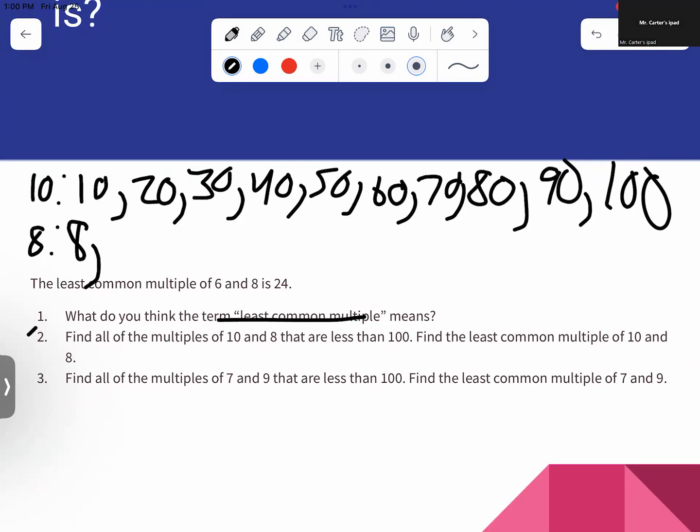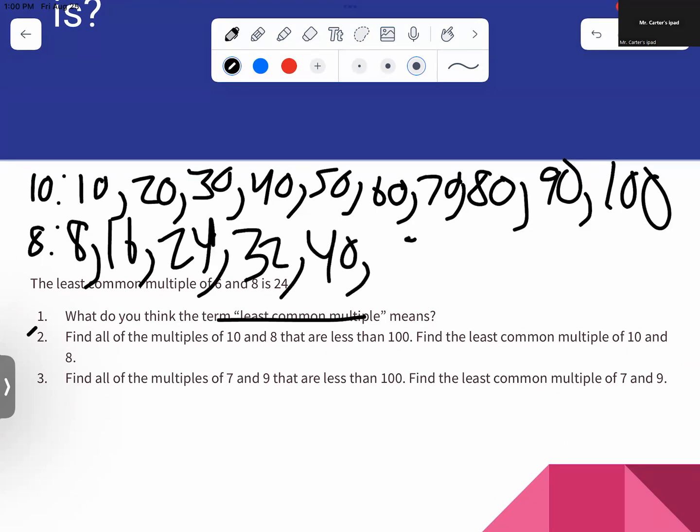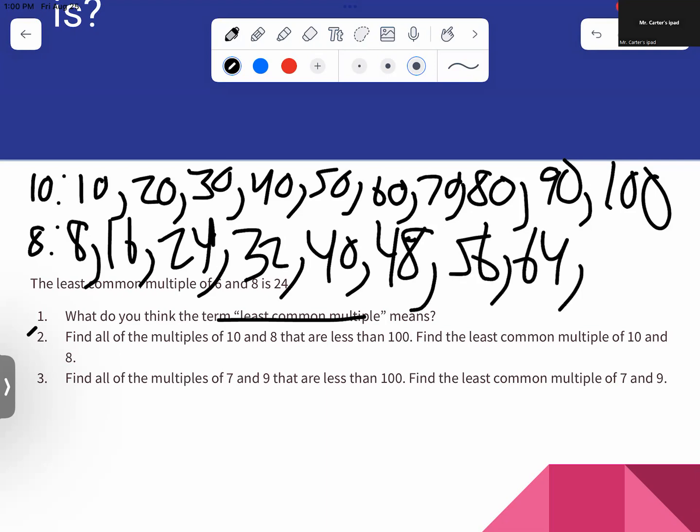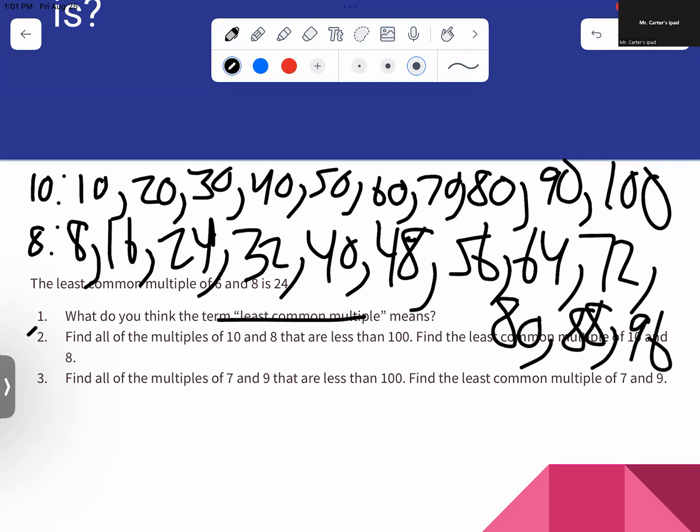All right, so 8 times 1 is 8. 8 times 2 is 16. 8 times 3 is 24. 8 times 4 is 32. 8 times 5 is 40. All right. I could have just kept that from the last one and dragged it down there. That's okay. So 8 times 9 is 72. 8 times 10 is 80. 8 times 11 is 88. And 8 times 12 is 96. So we're looking for the multiples of 10 and 8 that are less than 100.